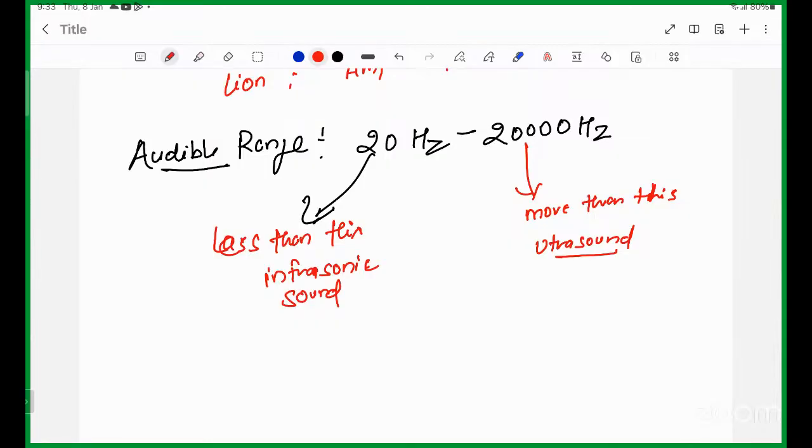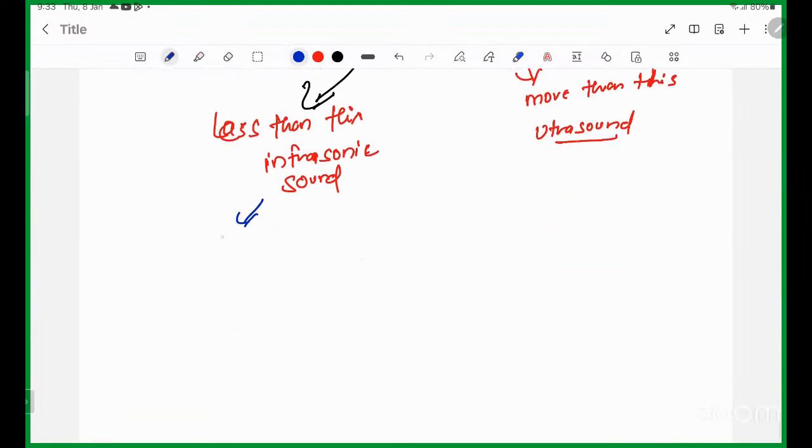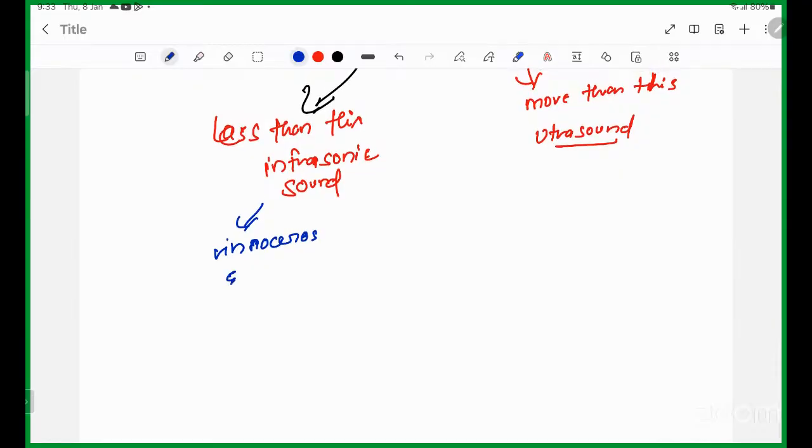Infrasonic sound is produced by animals like the rhinoceros, elephant, and pigeon. Ultrasonic sound is produced by the dolphin, whale, like this.